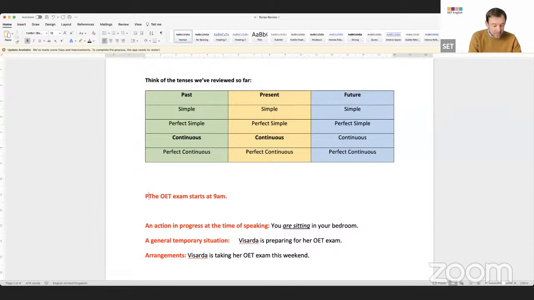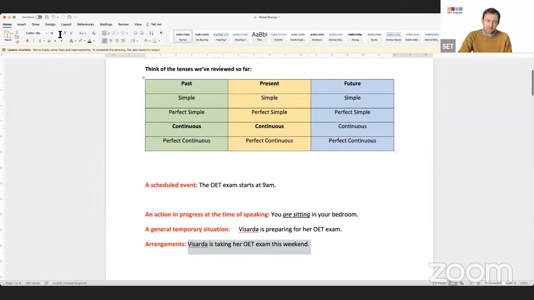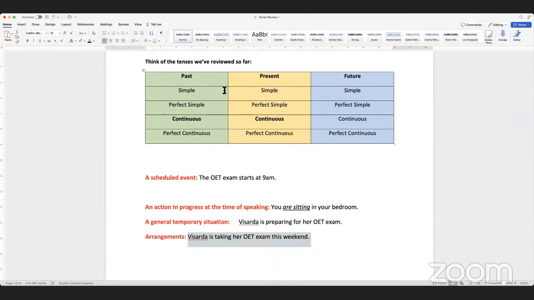Well, that's present simple, isn't it? That is a scheduled event in the future. So if you think about it, which one do you think is more certain? The OET exam starts at 9, or Vizada is taking her exam? Starts at 9. That's what I think.